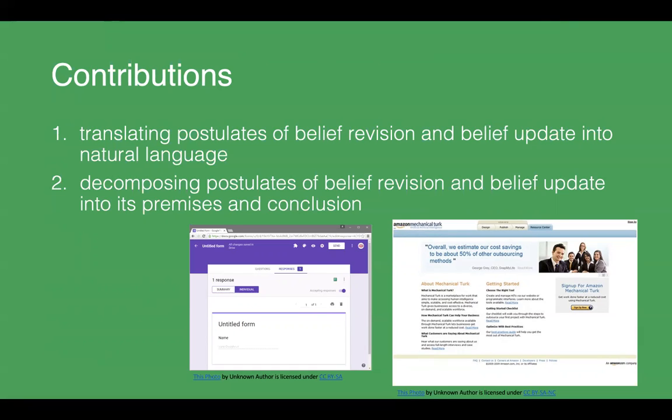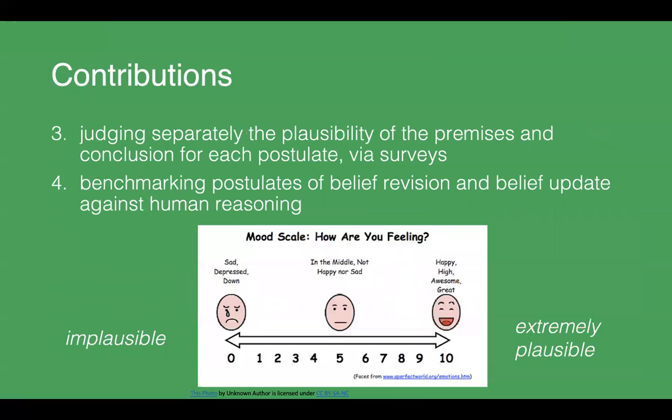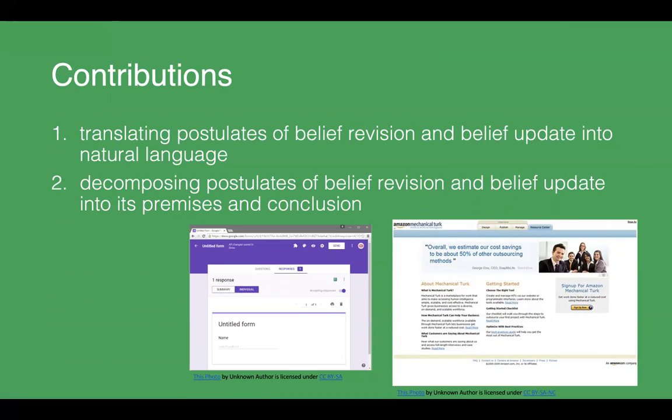The second contribution is decomposing these postulates into a simpler form. This simpler form means we take each postulate and divide it into its premises and its conclusion. So we break it down into two smaller parts, each relating to the postulate. Then in step 3, we judge them separately. So we judge the premises and conclusion for each postulate separately. We get a sense of how well the postulate as a whole holds with our human subjects.